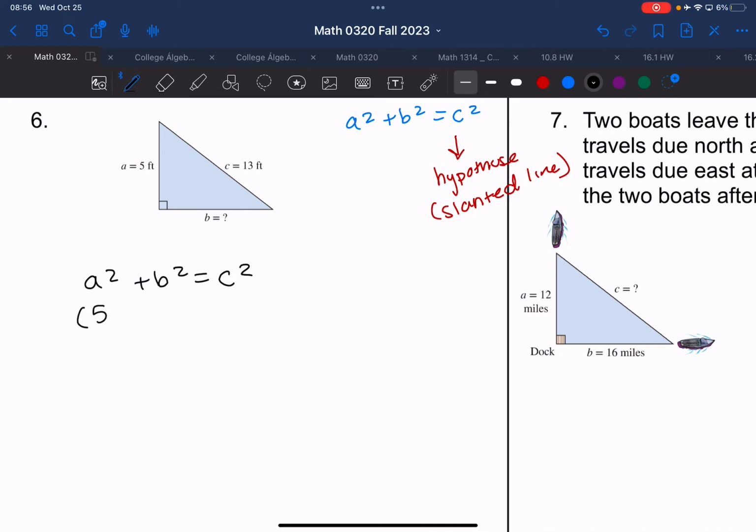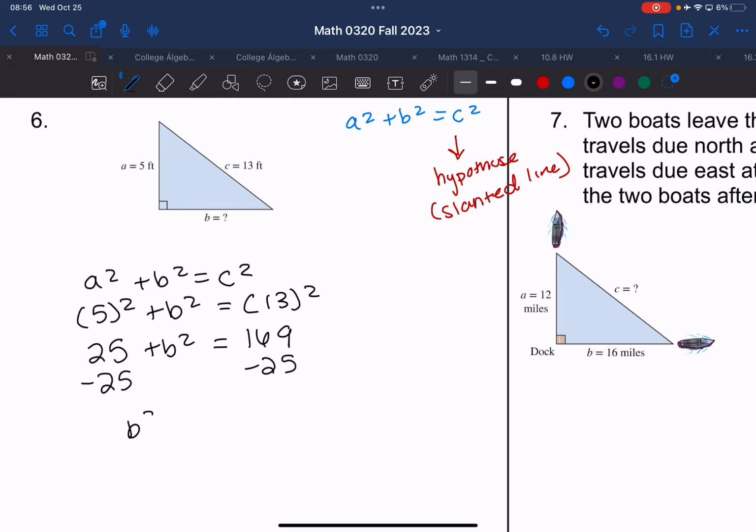A squared is 5 squared. B squared we don't know. C squared is 13 squared. Okay, so simplifying this, what's 5 squared? 25 plus B squared equals, what's 13 squared? 169. What are we going to do to solve for B? Subtract 25. Good, subtract 25. And we get B squared is equal to 144. Okay.